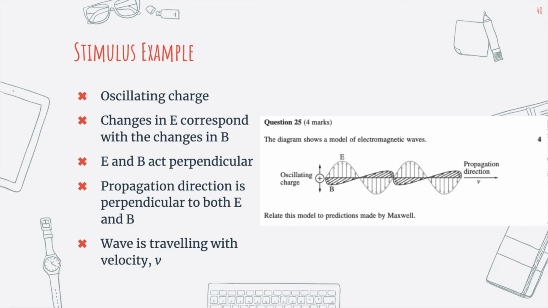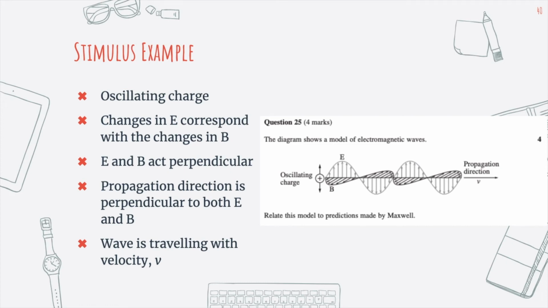So, what can we see just from the stimulus alone? Now it's important that we draw everything we can from the stimulus. If the marker has gone to the effort of including some kind of visual stimulus, they obviously want us to use it when addressing the question. If we don't do this, we will not enter into those top tiers of the marking criteria. So, what can we see here?